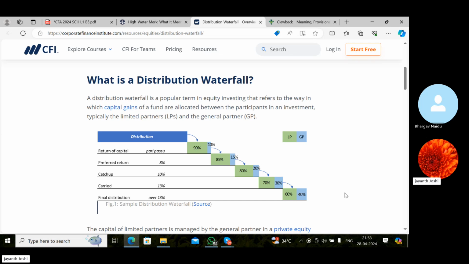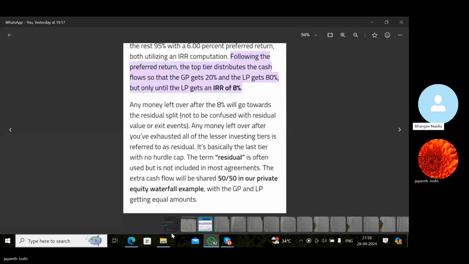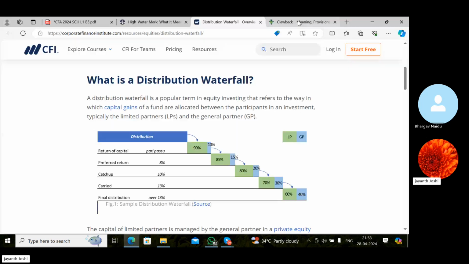So as the returns keep increasing, who is getting more? The managing director, managing partner. GP, yes. The general partner. Okay? Understood? Yes, sir. That's a very simple one.